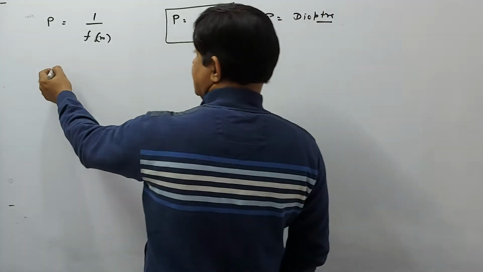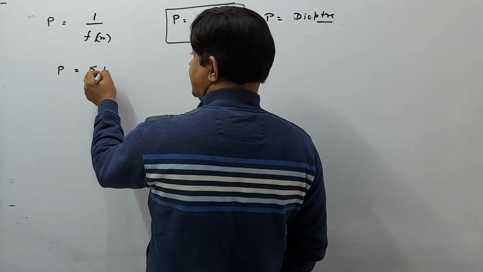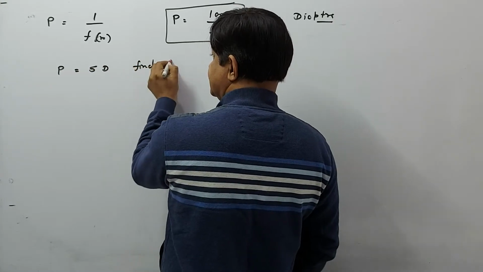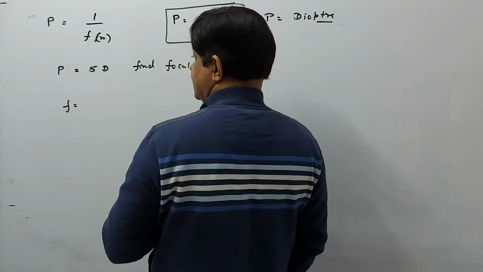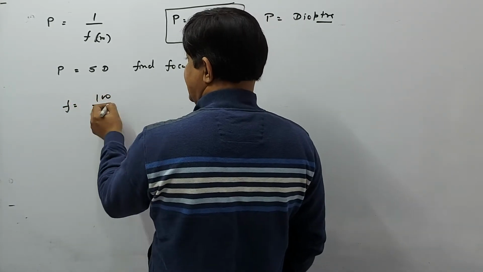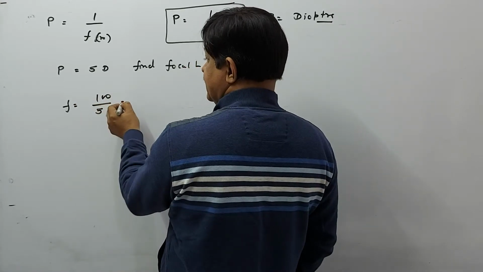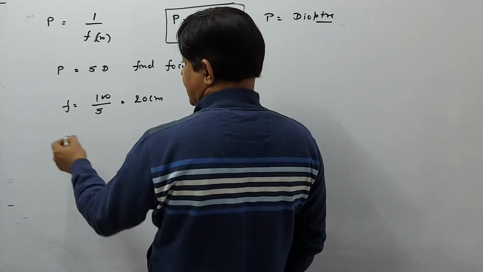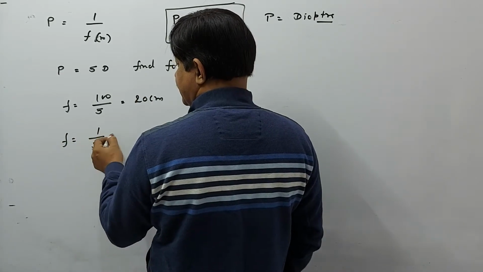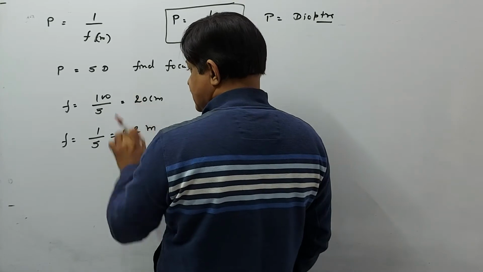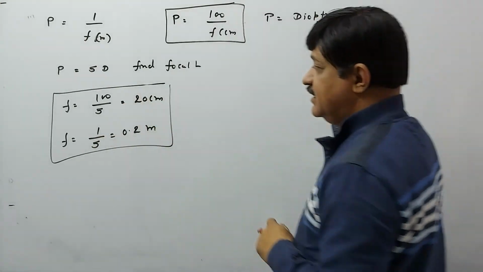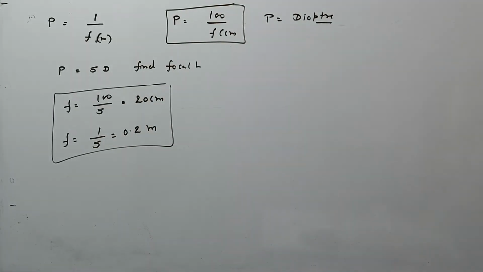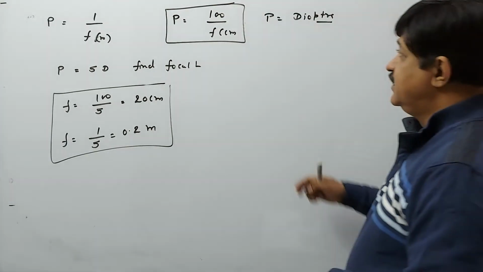Like when I say that if power of lens is 5 diopter, find focal length, then focal length becomes 100 upon 5. If you want it in centimeter, this becomes 20 centimeter. Or if you want it in meter, directly you can write 1 upon 5, that is 0.2 meter. So this is clear from this that when to use 100 upon F and when to use directly F. But the standard unit of power is diopter.